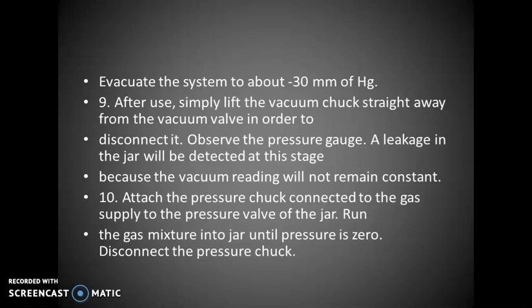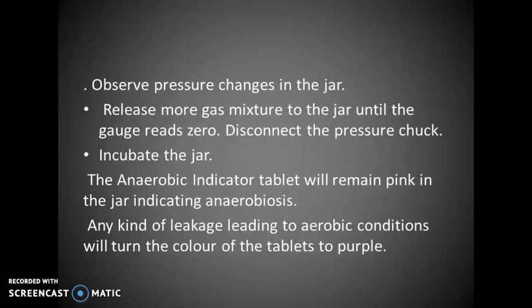Attach the pressure chuck connected to the gas supply to the pressure valve of the jar. Run the gas mixture into the jar until the pressure is 0. Disconnect the pressure chuck. Observe the pressure changes in the jar. Release more gas mixture into the jar until the gauge reads 0. Disconnect the pressure chuck. Incubate the jar. The anaerobic indicator tablet will remain pink in the jar, indicating anaerobiosis. Any kind of leakage leading to aerobic conditions will turn the color of the tablet to purple.